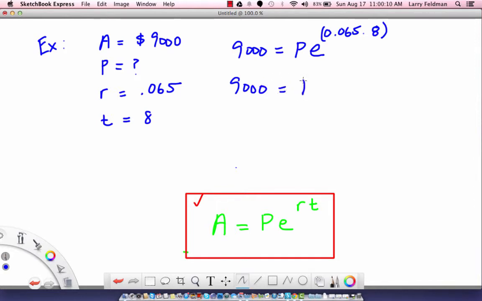9,000 equals P times, and using your calculator, we find out that e to this power, actually let's do this in stages. We want to take 0.065 times 8, which is 0.52. We get 9,000 equals P, and then using your calculator, e to the 0.52 is roughly 1.68. Divide both sides by 1.68.